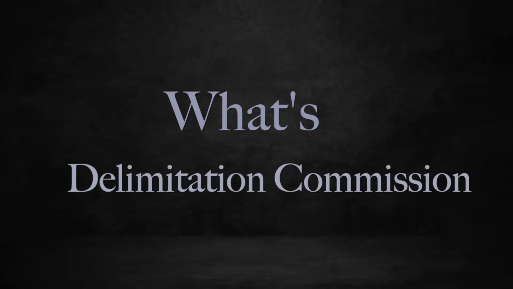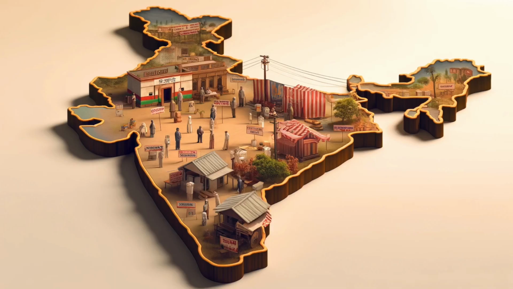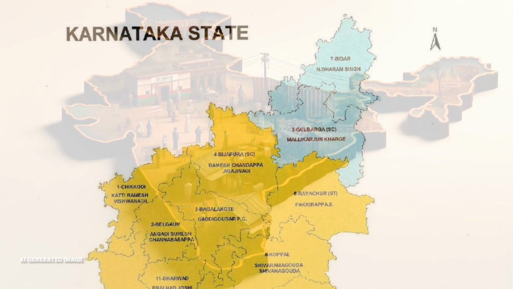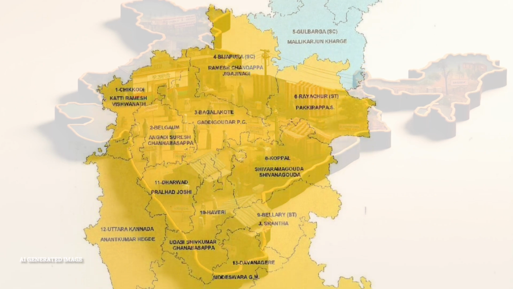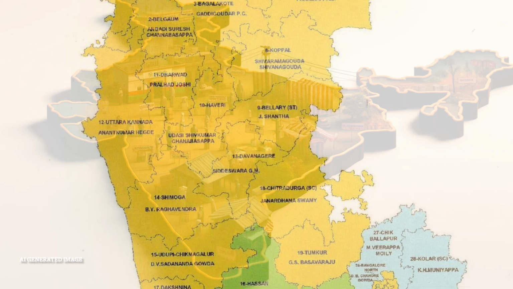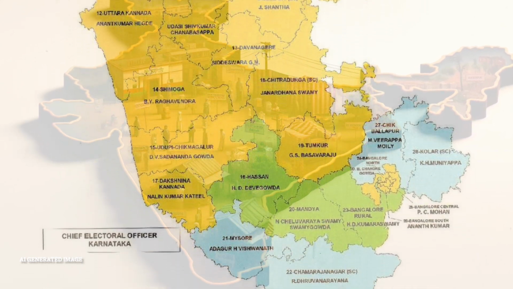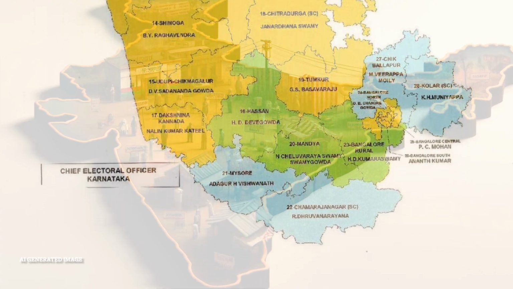Now the question might arise as to what a delimitation commission is. A delimitation commission is something which determines the constituencies of the Lok Sabha. For example, Karnataka has 28 Lok Sabha seats. Let's say there is an uproar to increase the Lok Sabha seats for Karnataka, then a delimitation commission will be set up, which would be governed by the highest body. And based on that recommendation, the seats of Karnataka would be increased or decreased.